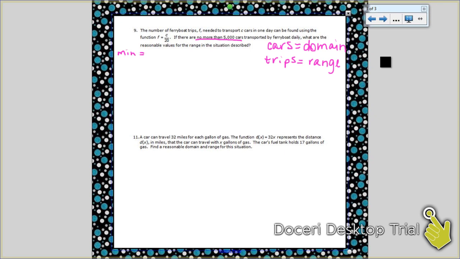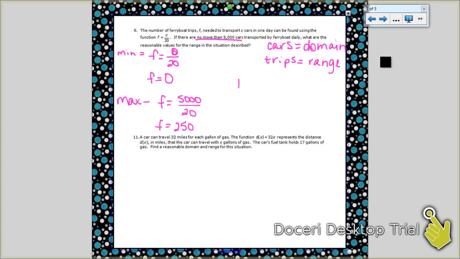So we're going to discover what would happen at the minimum. If I use my function, F is equal to 0 divided by 20 because we're saying the minimum is 0 cars. Well, 0 divided by 20, I get that F equals 0. So my minimum number of trips would be 0. My maximum number of trips would be based on the 5,000 cars. So it would be F is equal to 5,000 divided by 20, which would give me 250. And so the maximum number of trips that the ferry boat would have to take would be 250.